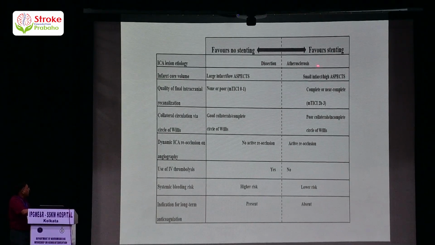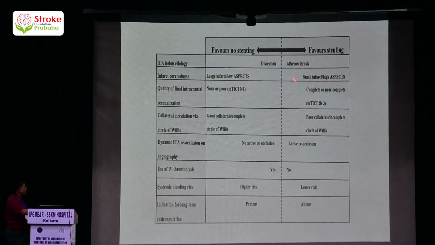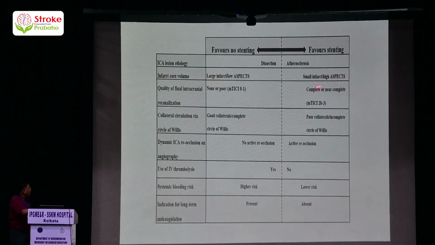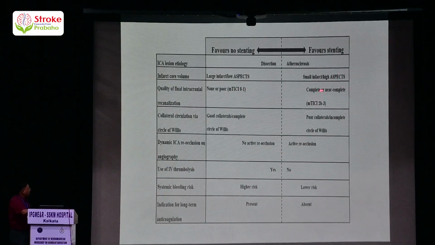What are the factors which say that stenting is to be done? If it is atherosclerotic, because chances of reocclusion are very, very high. If there is a small infarct or high ASPECTS score, then you can favor stenting, because antiplatelets do not carry too much risk here. If you can get complete or near complete recanalization, then stenting is favored, because sometimes you get good distal recanalization, but because of the carotid artery, it can block, so better to perform the stenting here. With poor collaterals or incomplete collaterals, better to do the stenting. And if there is active reocclusion, it favors stenting.